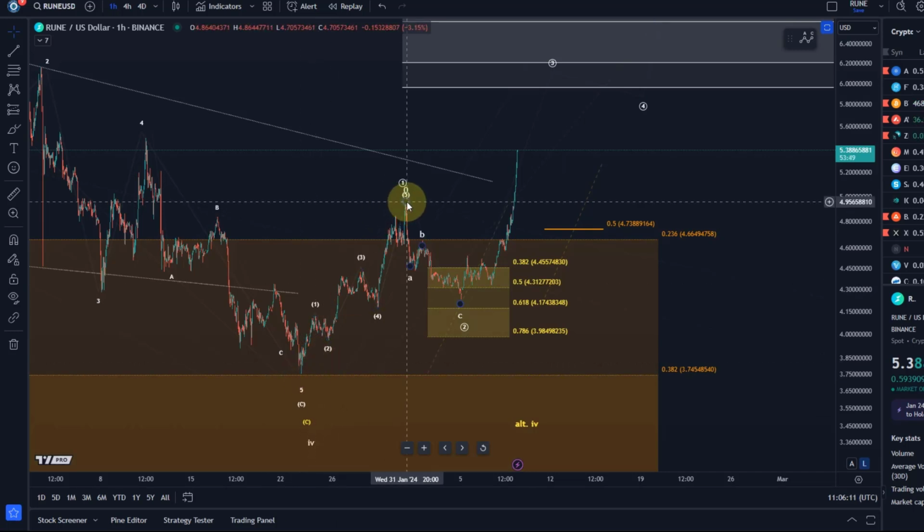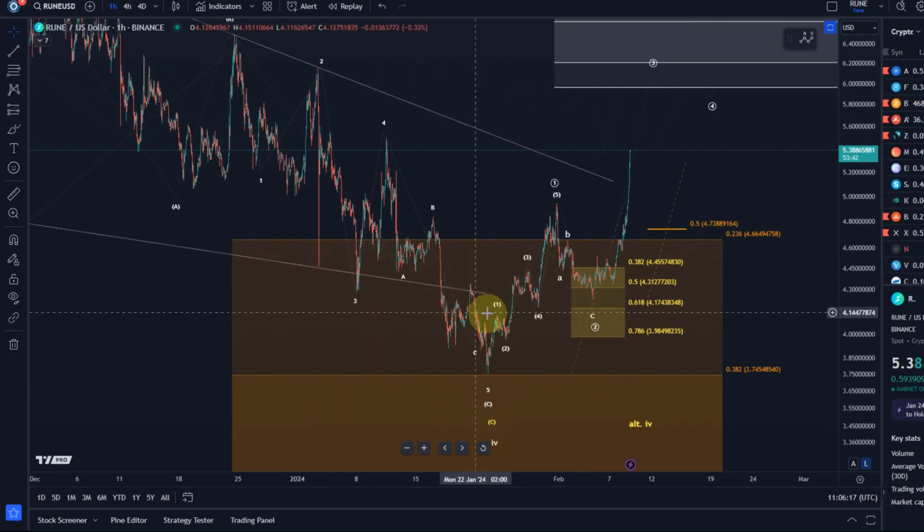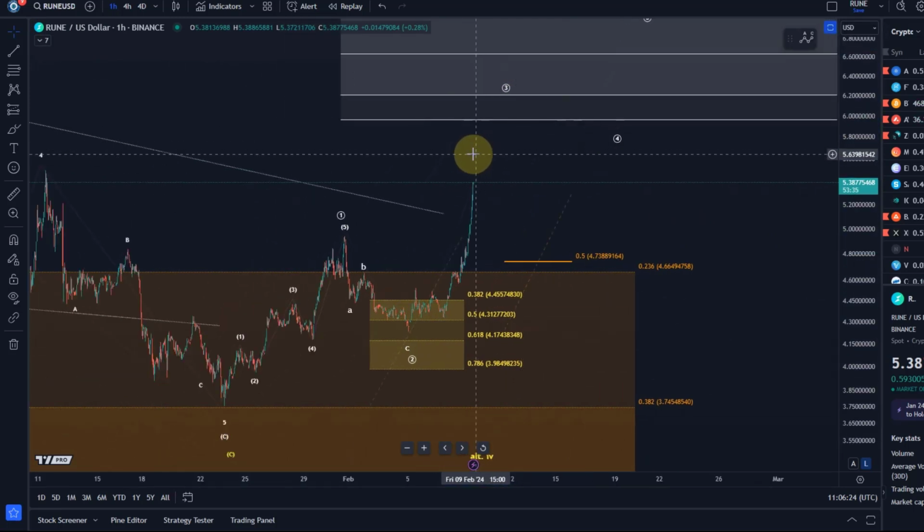So we have 5 waves up, micro level, 3 waves down. That was the last pullback zone. I assume that anybody who didn't position in the orange box at least got a position in the yellow box, who wanted to. And now we are rallying in the third wave. That's basically the move we've been waiting for.